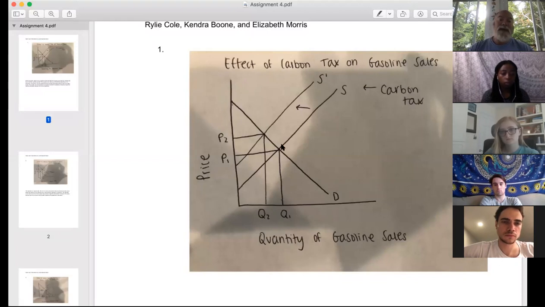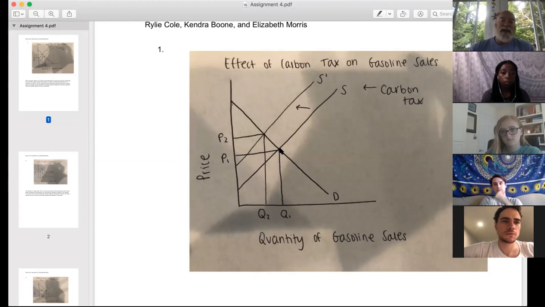So what's going to happen here is the supply curve is going to shift up vertically by the amount of the tax. If the tax was 25 cents, then the new supply curve would be 25 cents higher than the old supply curve. We know that an increase in production cost causes a reduction in supply, which we show on the graph as a leftward shift. An upward shift or a leftward shift, it's the same thing.